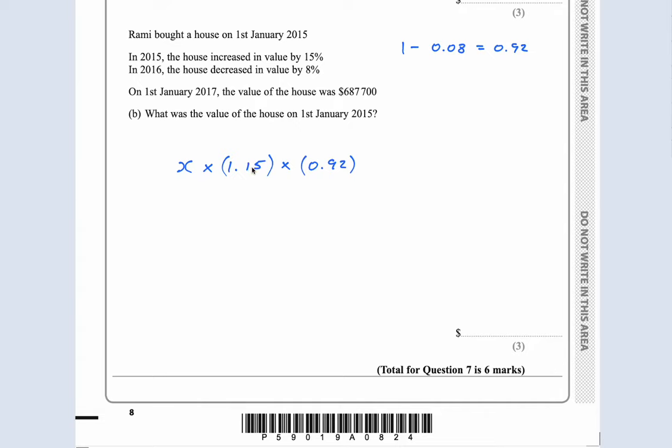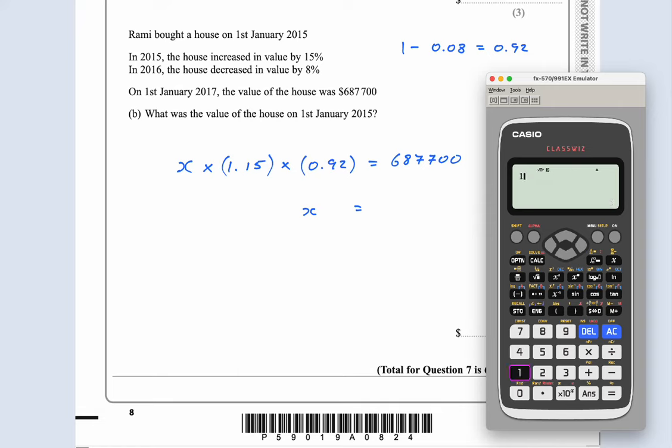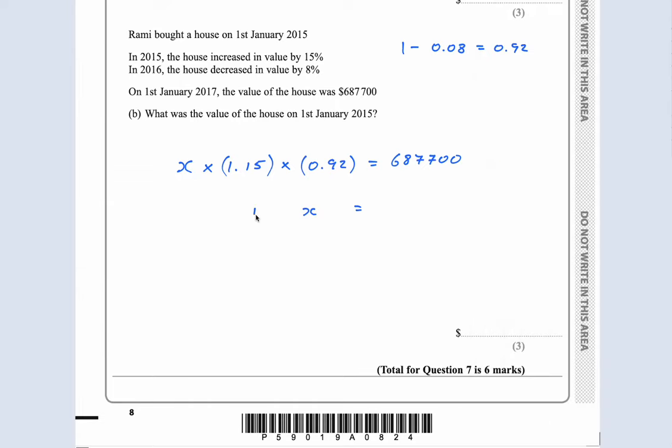So x times this equals this, 687,700. X is equal to just this divided by both of these. Or I can multiply these out together first if you want, guys. So I'll do that. 1.15 times 0.92 gives me 1.058. So let's write this down. 1.058x equals this, 687,700.